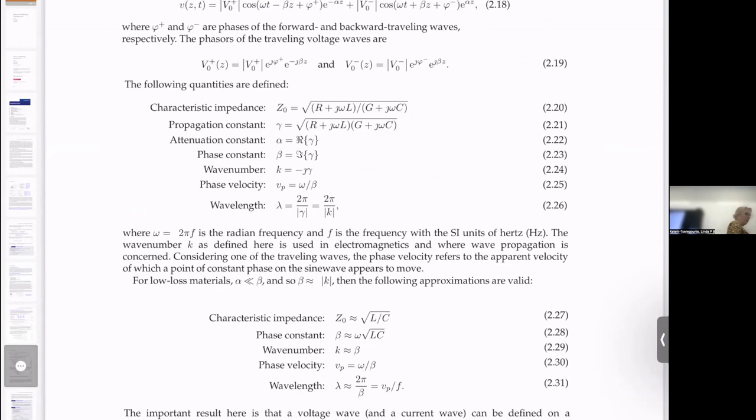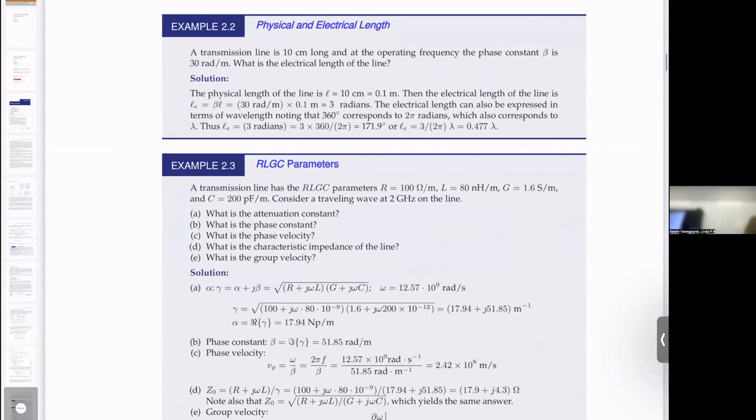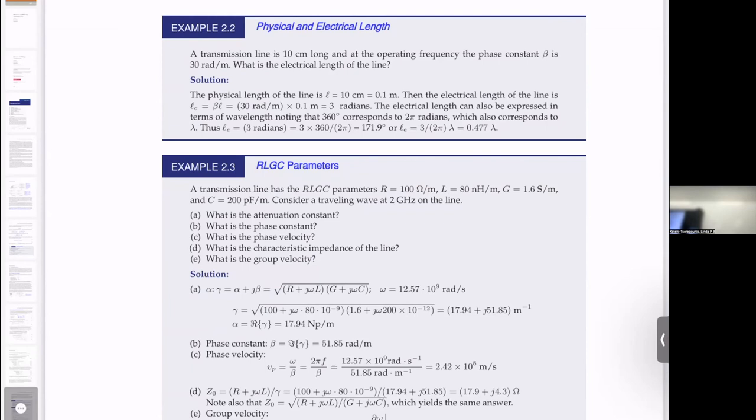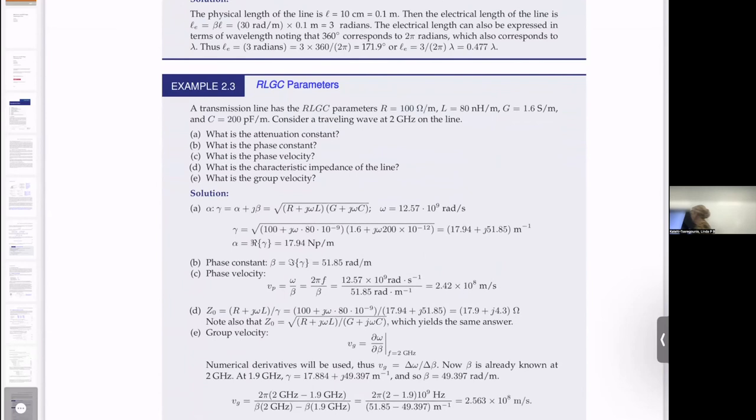Now this gives you two problems. One where they give you R, L, G, and C, and you find alpha, beta, and Z naught. You remember what we said, that if somebody gives those to you, you can find the characteristic impedance of the transmission line and the attenuation and propagation constants. This is a very nice example. And also you find the phase velocity. You see that it's less than the velocity of light in free space.